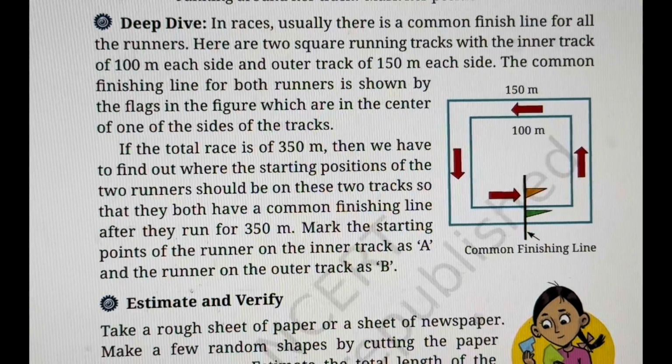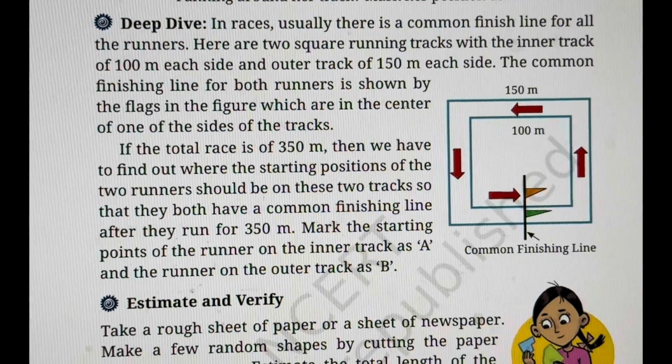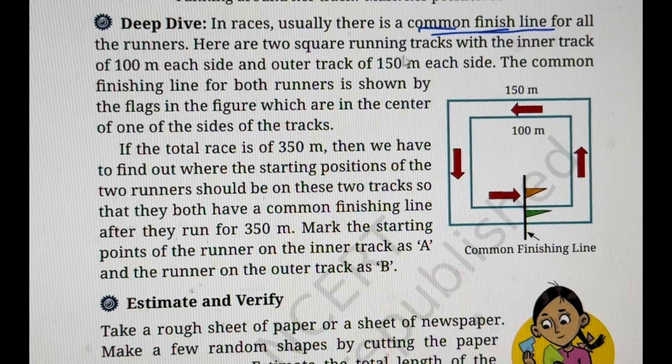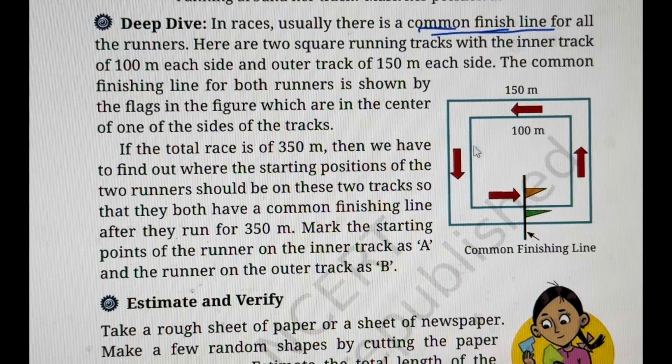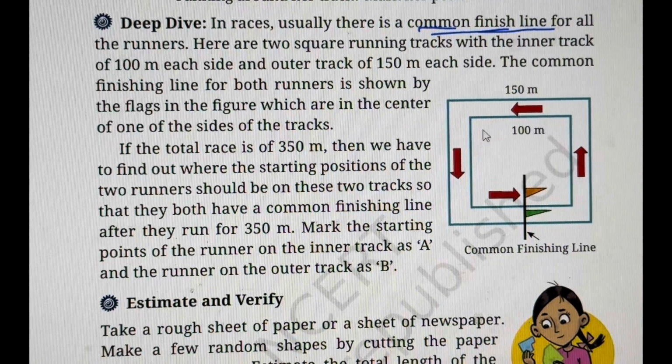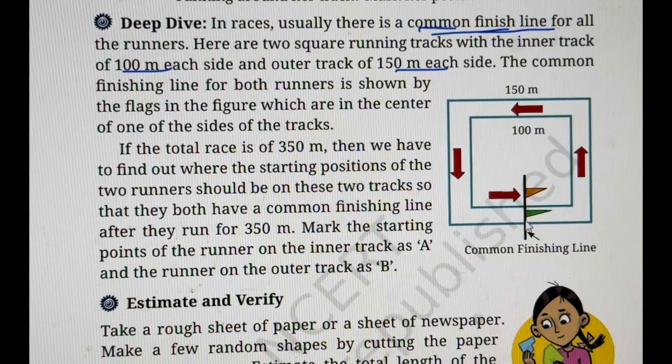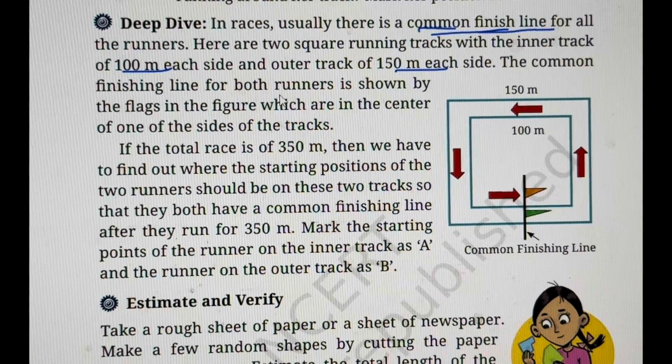So in races, you would have observed that there is usually a common finish line. It has to be, right? Because it has to be fair enough for all the runners. Now here there are two square running tracks. You can see there are a smaller square with side 100 meters and a larger square with side 150 meters each. Now the common finish line for both the runners is shown. This is the common finish line, this black line which you can see, right? These two flags are shown, the orange and the green flags.